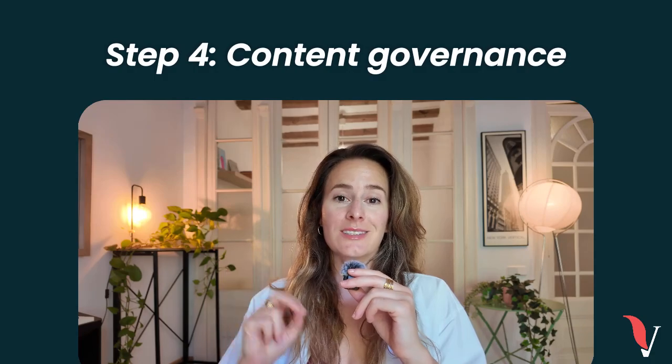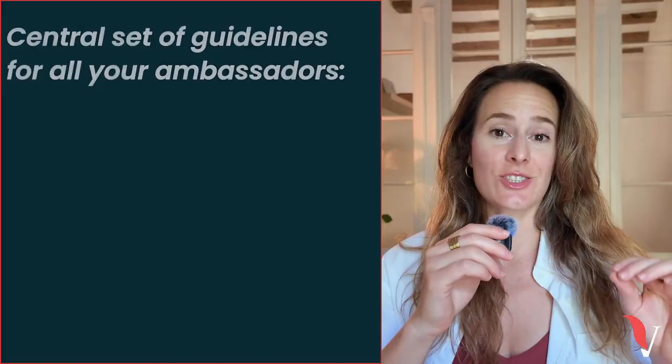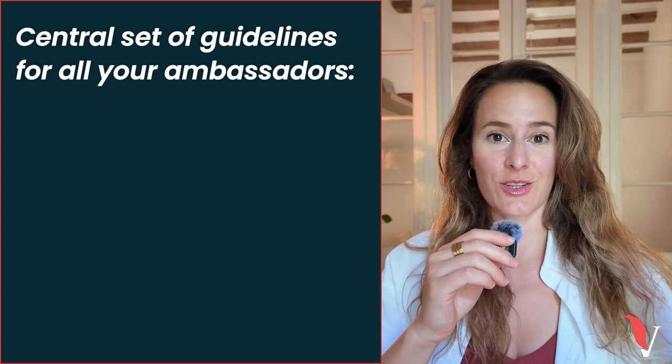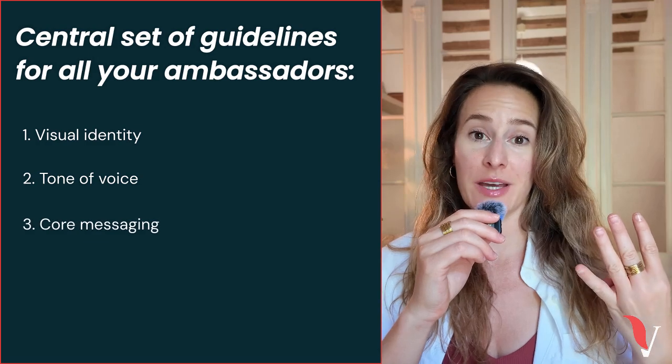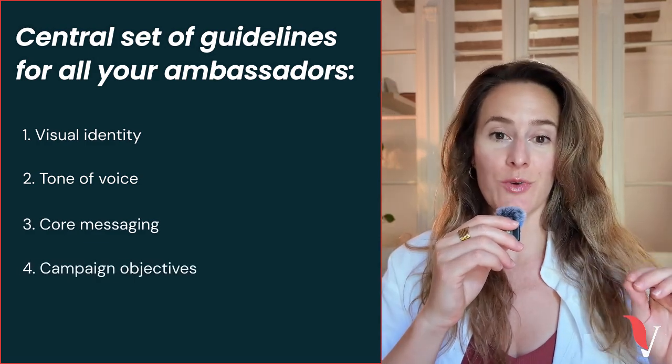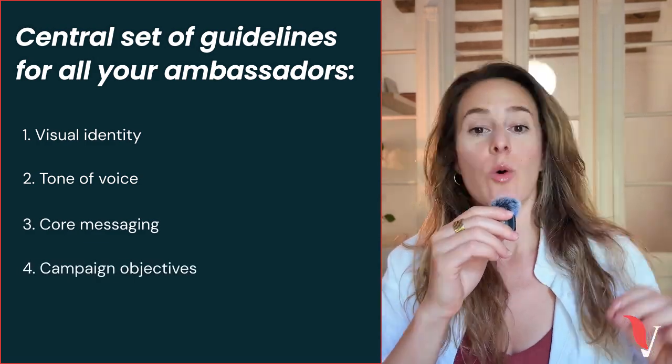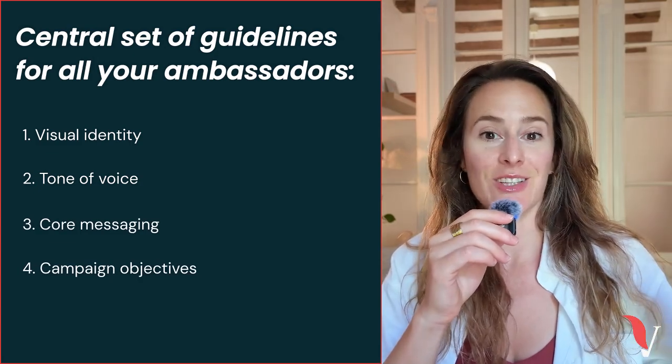Step 4, content governance. Here's where structure really matters, especially as you add more markets and more creators. You need an essential set of guidelines that every ambassador uses: visual identity, tone of voice, core messaging, and campaign objectives. This is what keeps your brand recognizable across markets without requiring every piece of content to look identical.